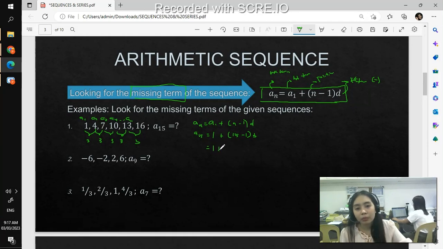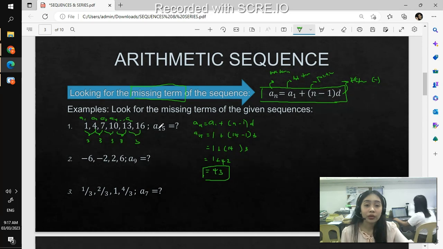Okay, let us simplify. You have there 1 plus 14, that is 15 minus 1, times 3. So we have here 1. This is 14 already. Okay, 15 minus 1, that gives us 14. All right, 14 times 3. 4 times 3, that gives us 12. 1 times 3, that gives us 3, plus the carry 1, that gives us 42. So 42 plus 1, that gives us 43. Therefore, the 15th term of this sequence is equal to 43.